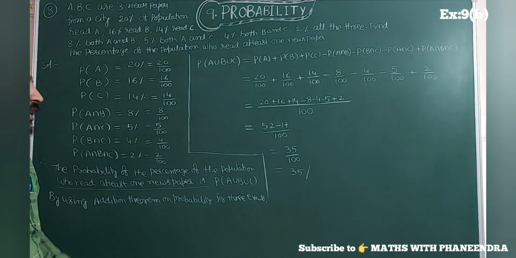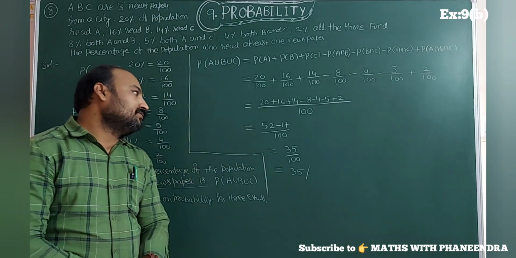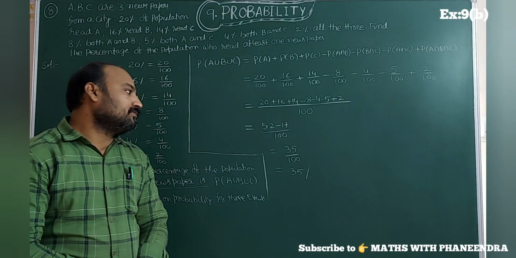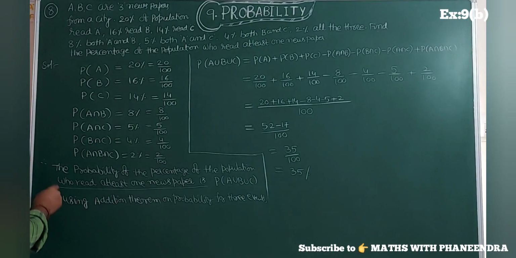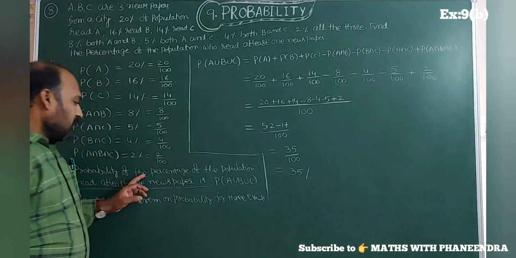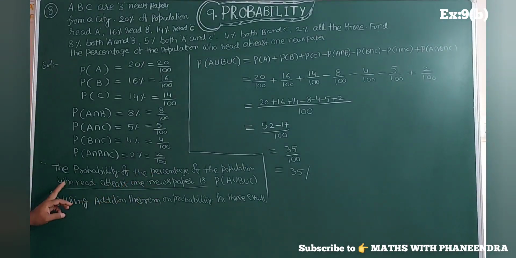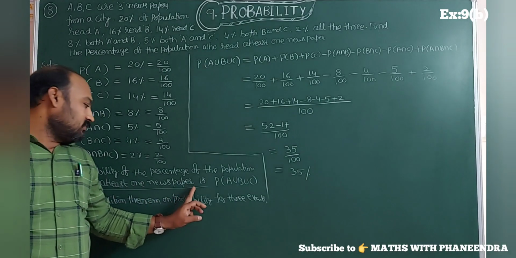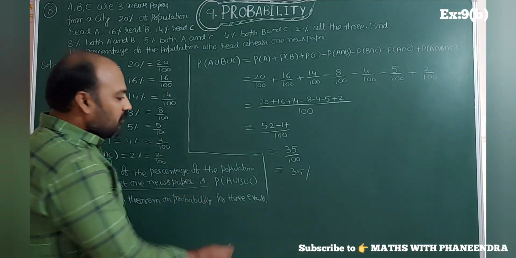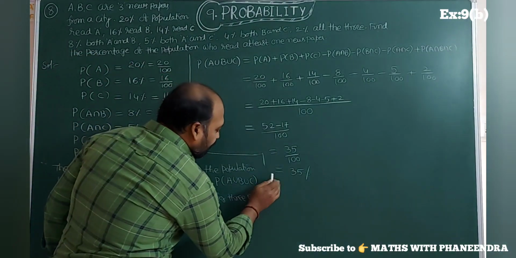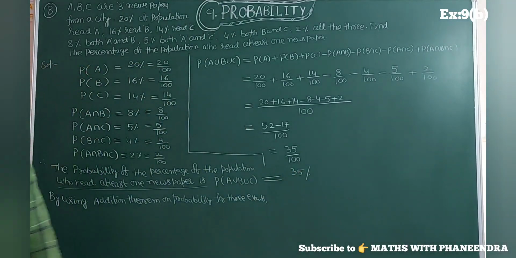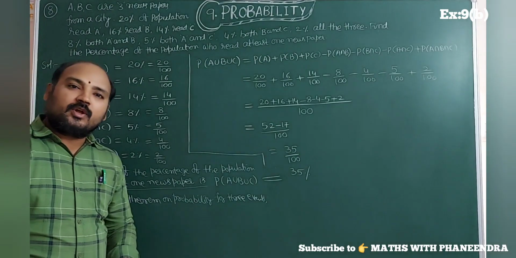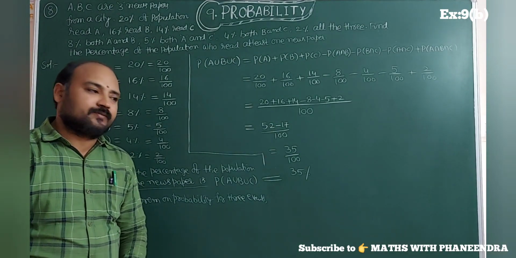I hope everyone is able to understand that. So this is the last step. By using the addition theorem of probability, this is the required one. The probability of the percentage of the population who read at least one newspaper is P of A union B union C, that is equal to 35%. We'll move on to the next question, dear students.